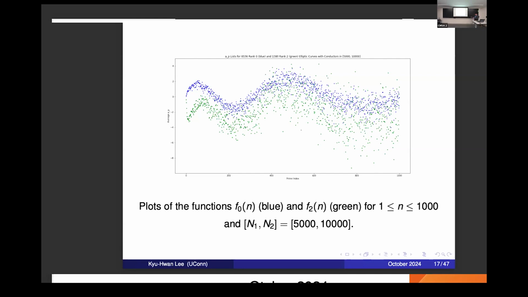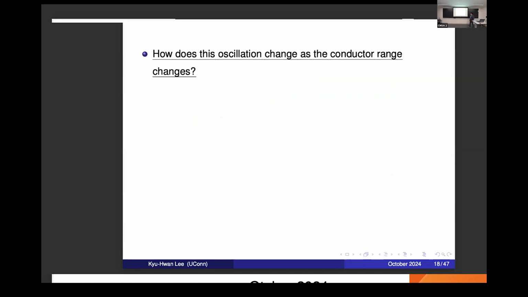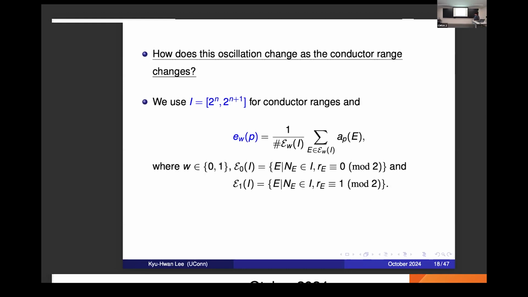And so we showed these pictures to experts. Among them, Drew Sutherland. Of course, we sent him these pictures, and then he asked this question: how does this oscillation change as the conductor range changes? Because we fixed the conductor range and produced the picture, and if we chose a different conductor range, we had a similar picture, but we didn't investigate it systematically. But he asked this question, and then he considered exploring or answering this question.